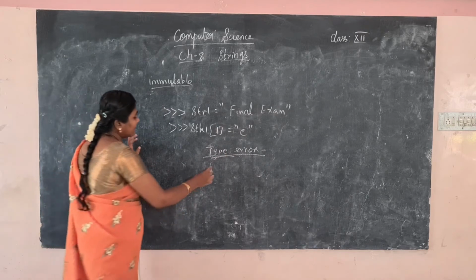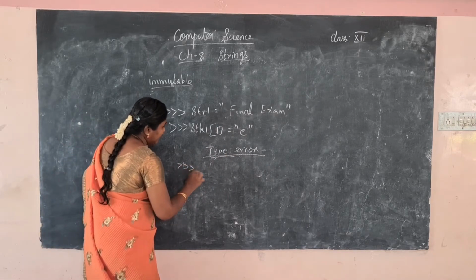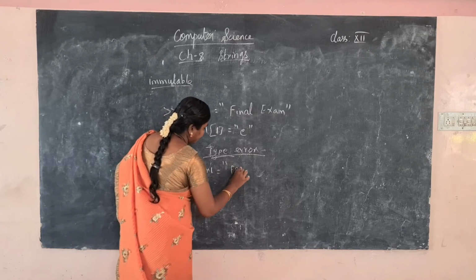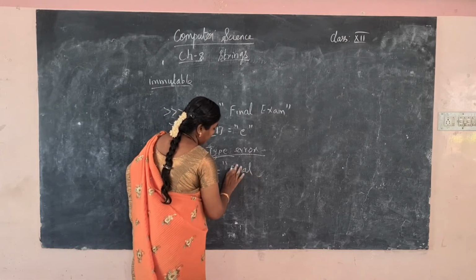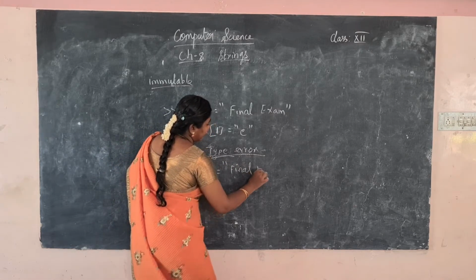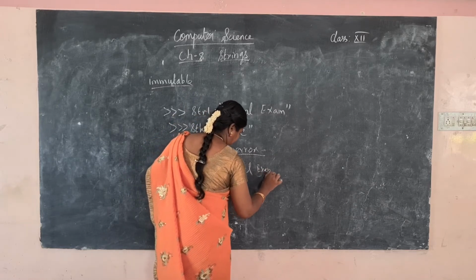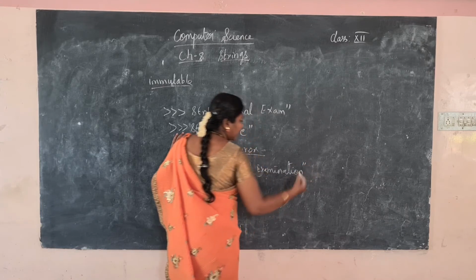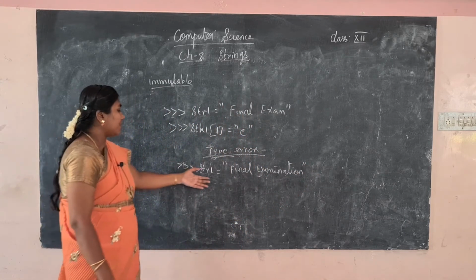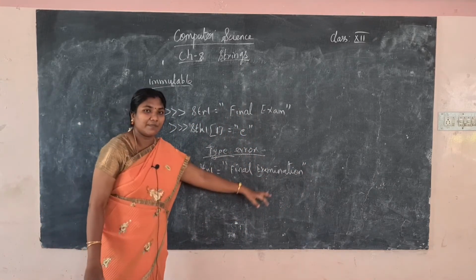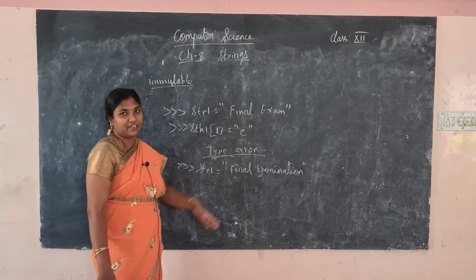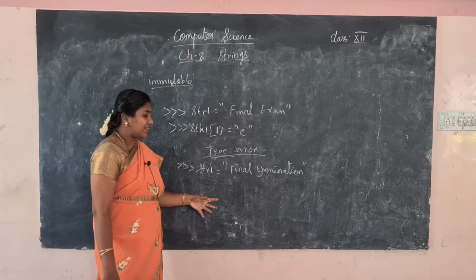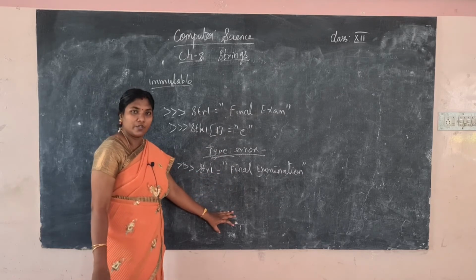Instead, if I want to change the string, I can give string 1 is equal to final examination. Now string 1 will have final examination and it will not have final exam. Okay, you cannot change a character by giving an index like that. You can only change the entire string.